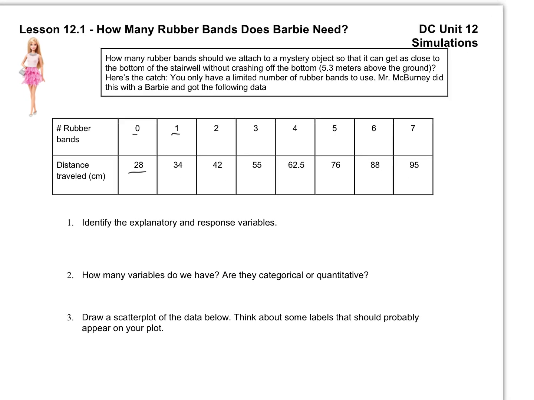Explanatory and response variables. These are 2 terms that we use in statistics just to mean X and Y. That's it. X and Y. All right? So if you were graphing this, which one of these variables would you put on the x-axis? Rubber bands. Number of rubber bands.